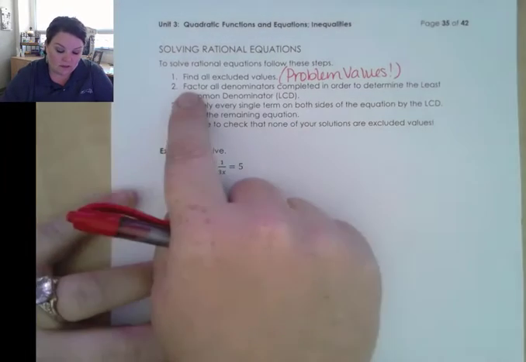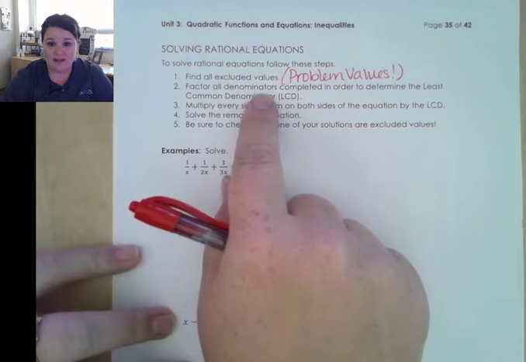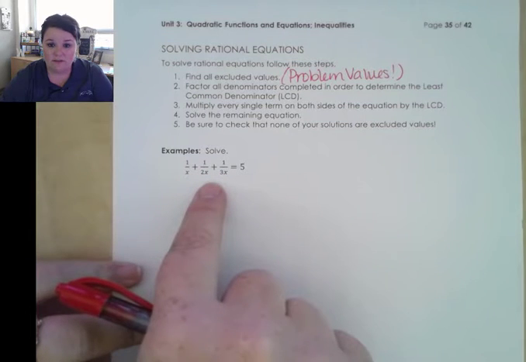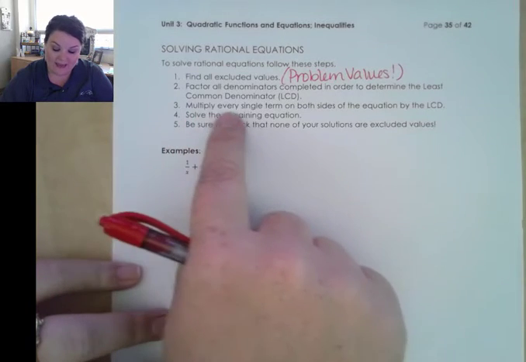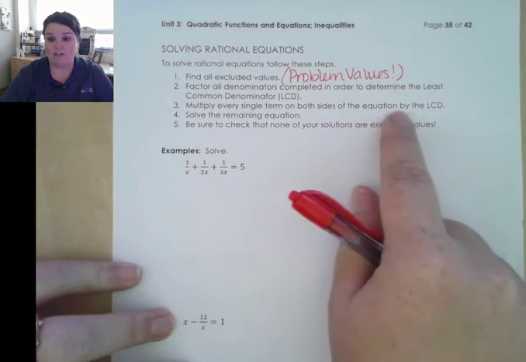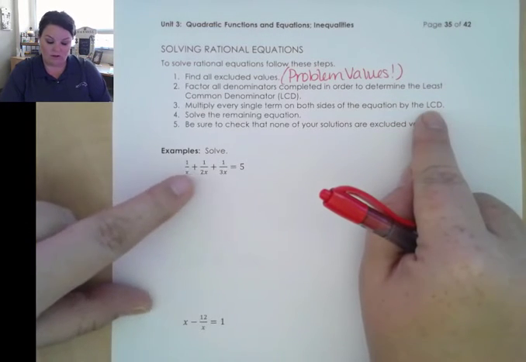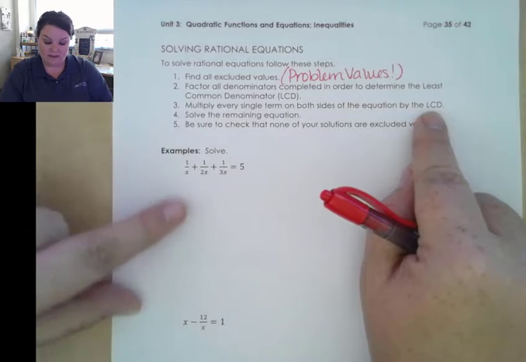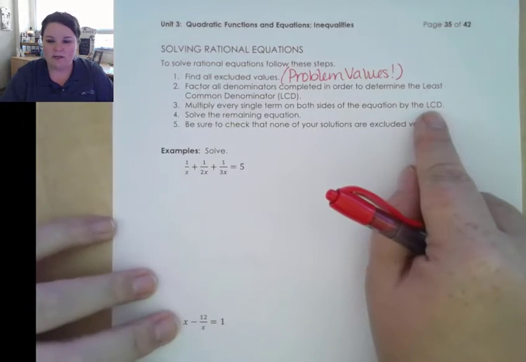Then we want to make sure all of the denominators that we have are completely factored, and that will help us to find the least common denominator so that we can get rid of fractions. The way that we get rid of fractions is, once we have our least common denominator, we multiply every single term on both sides of the equation by that least common denominator. If the least common denominator is something that all of my denominators divide into evenly, then if I multiply each one by it, each individual denominator will go into that and cancel out. I'll show you what I mean in just a minute.